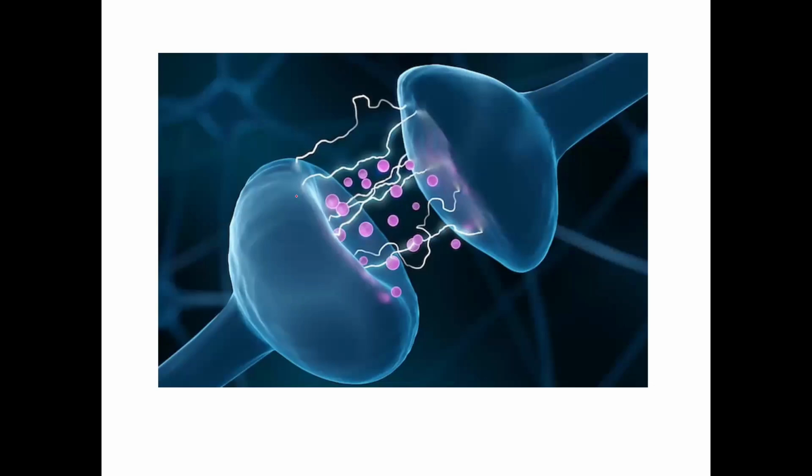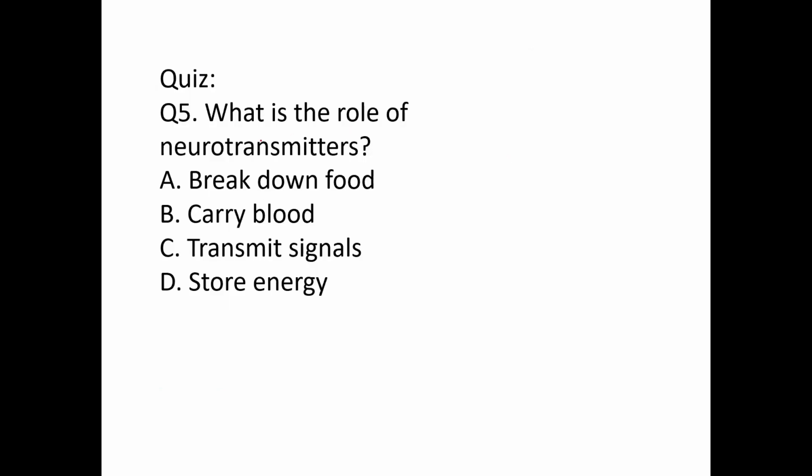Look at the figure. This is an axon ending. This is the postsynaptic region, or we can say the dendrite. The purple things are neurotransmitters. This describes how electrical signals as well as chemical signals are conducted from one neuron to another. What is the role of a neurotransmitter? It helps in transmitting the signal.